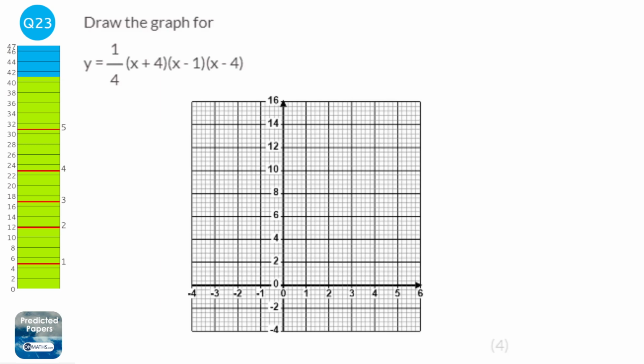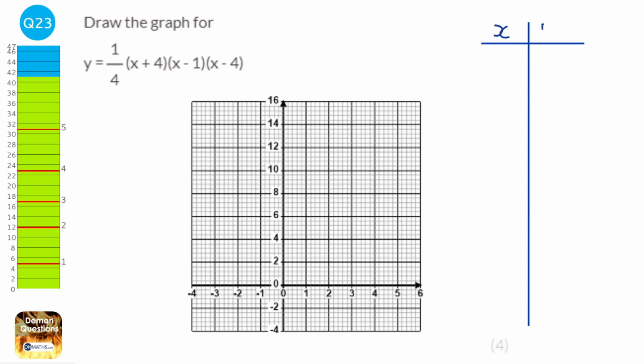When drawing a quadratic or a cubic or reciprocal graph, you've got to make sure that you find as many coordinates as you can with curves. With a linear graph, the minimum you need is 2, and we normally take 3 coordinates. With a curve, we need loads. So I'm going to pick loads of x coordinates. So I'm just going to pick all of the integers.